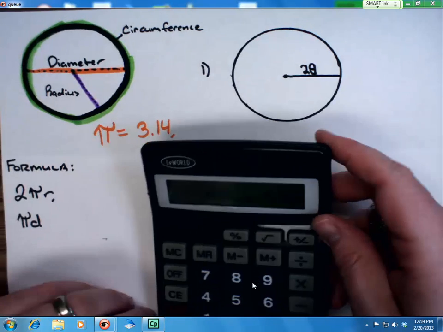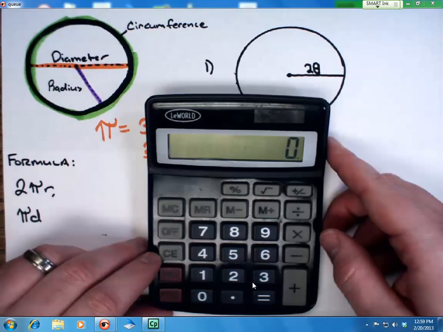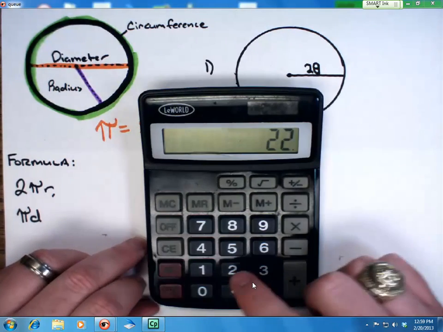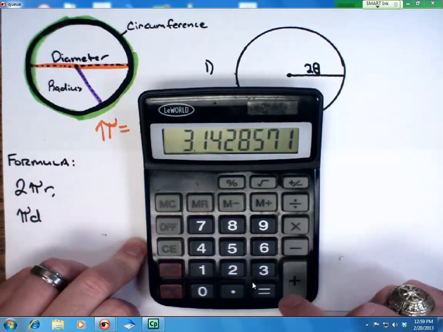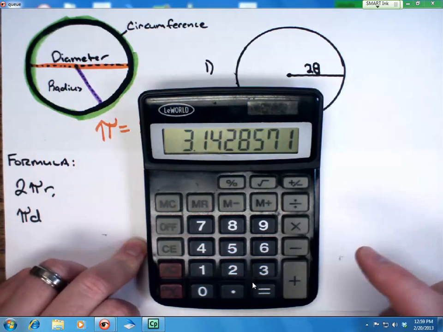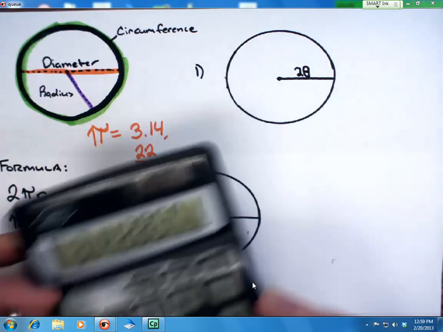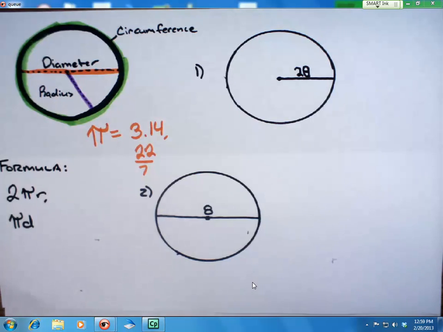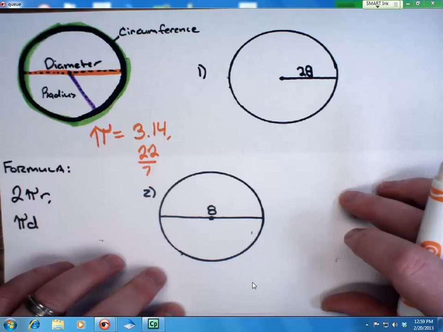I mean, if we were to look at that on a calculator, if I were to do 22 divided by 7, that gives me 3.1428571, which is the value of pi. That's the fraction version of 3.14. Okay, that's how come we can use 22 over 7 or 3.14.